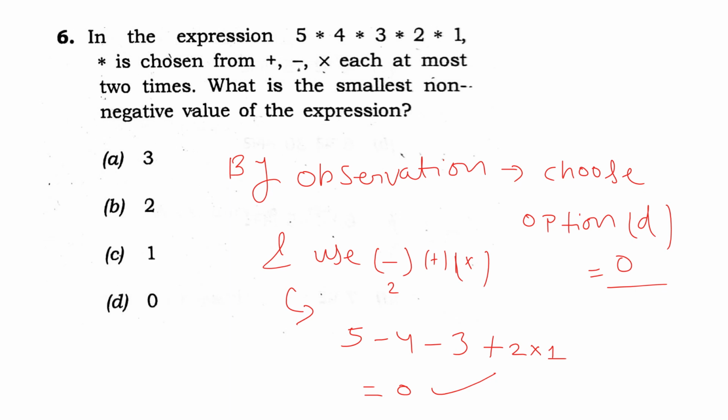We can use subtraction 2 times, 1 time addition and 1 time multiplication. So we can put these signs in this expression and we will get 0 as the answer. So option D is correct.